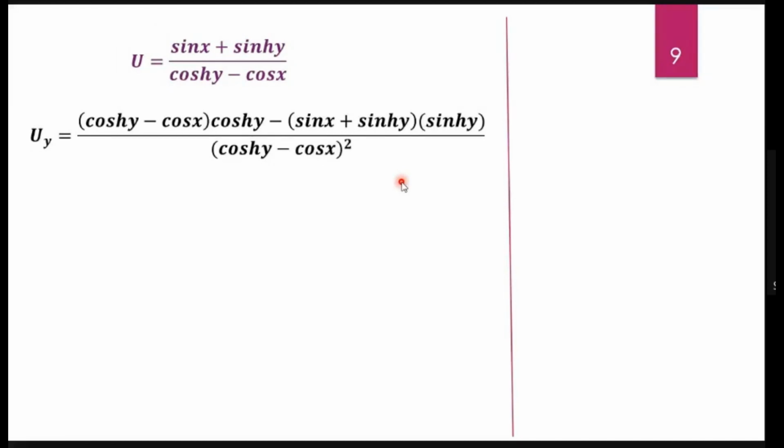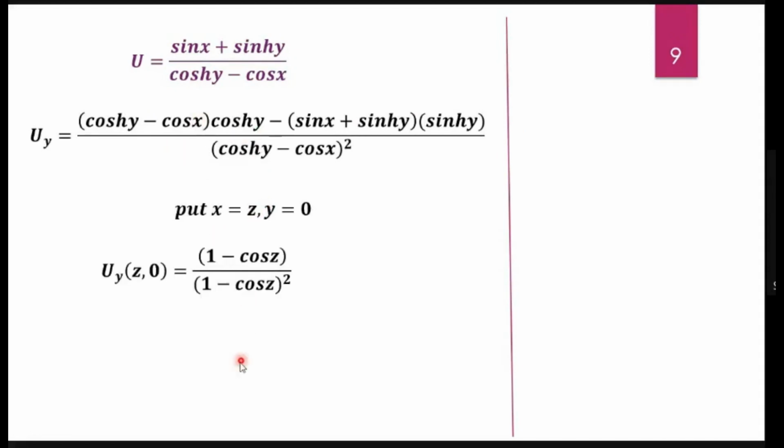क्या आएगा आंसर? When x is equal to z, y equal to 0, again I will get 1 minus cos z into 1 minus sin hy. Sin h 0 is 0. ये पूरा टर्म 0 हो जाएगा. So we will have only 1 minus cos z upon 1 minus cos z the whole square, because sin h0 की वैल्यू 0 है. So here I'll get 1 minus cos z into 1, that is 1 minus cos z.